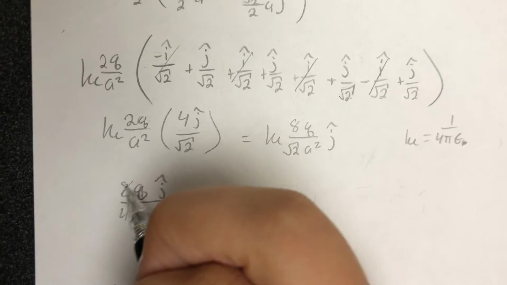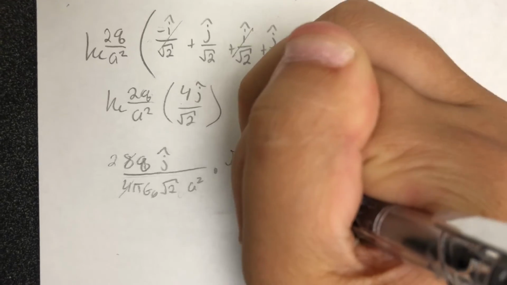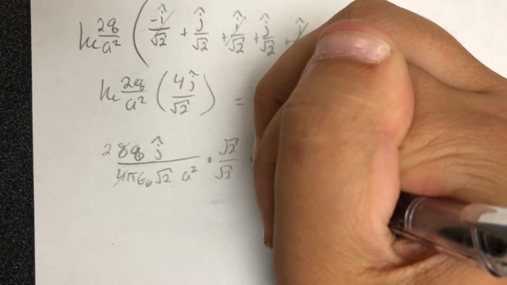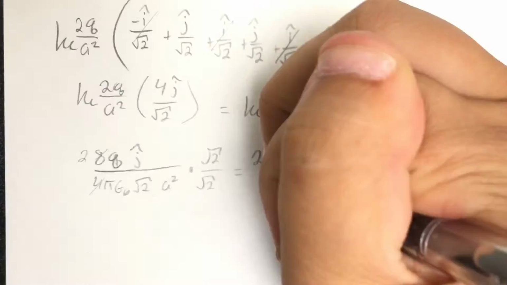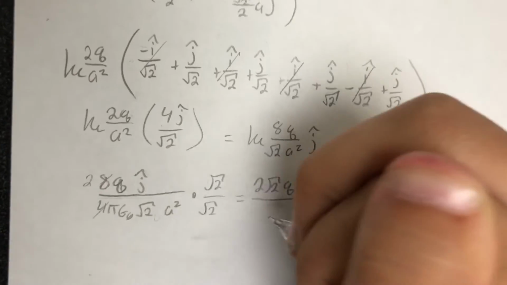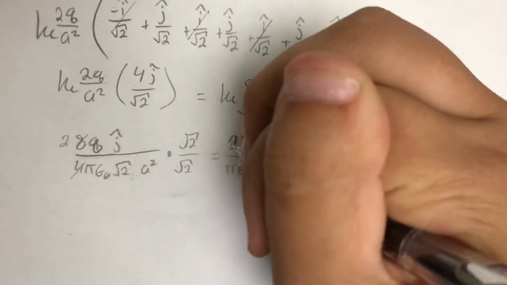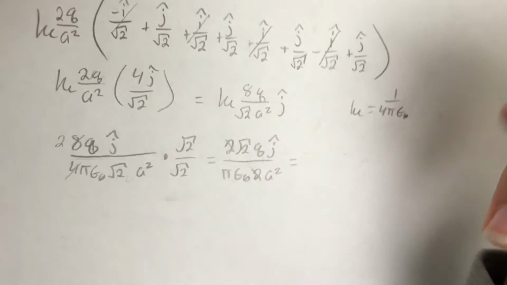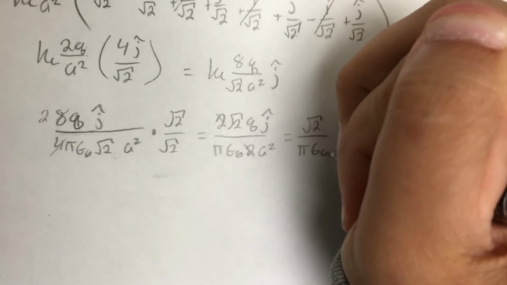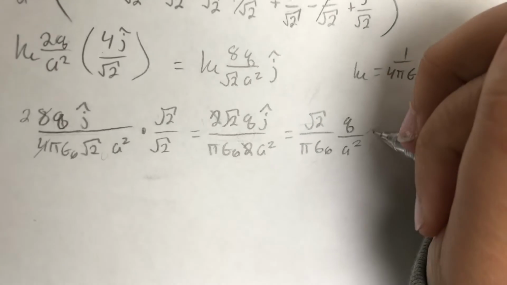So what we can do, we can cancel this, because divide by 4, that's going to leave 2 on the top. And just because I hate radicals in the denominator, I'm just going to multiply by root 2 over 2, which is just 1. And that's going to give us 2 root 2 Q J hat over pi epsilon naught 2A squared. Now these 2's are going to cancel as well. That's going to give us our answer of root 2 over pi epsilon naught times Q over A squared, all times J hat.